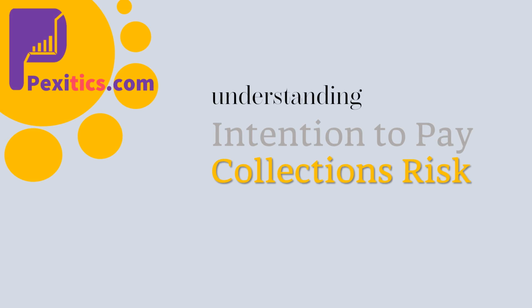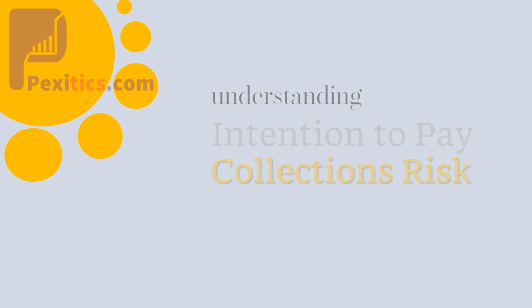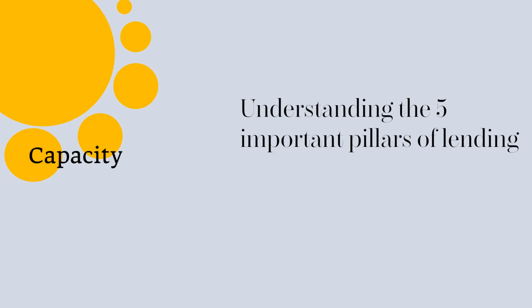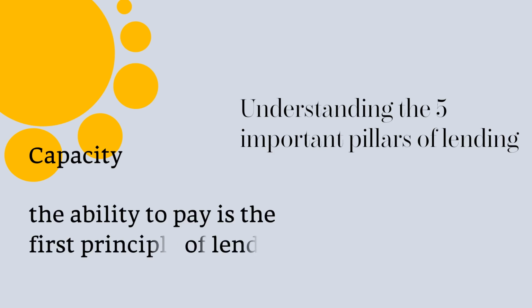Understanding intention to pay, collection risks. The 5 important pillars of lending begin with capacity. Capacity is the ability to pay as the first principle of lending.